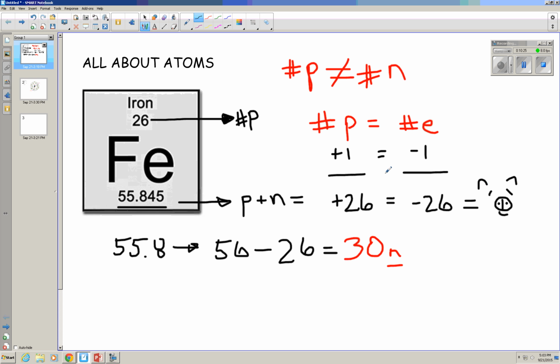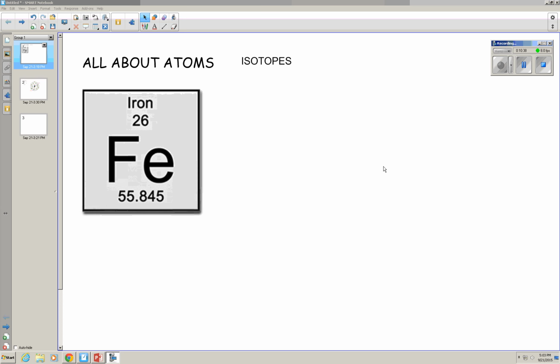But anyways, this point is really important. Number of protons always equals number of electrons, right? Because you're going to get quizzed on that. Okay, you ready for the advanced stuff? Here's the advanced stuff. See this average mass? Why is it an average? Why isn't the mass a whole number?